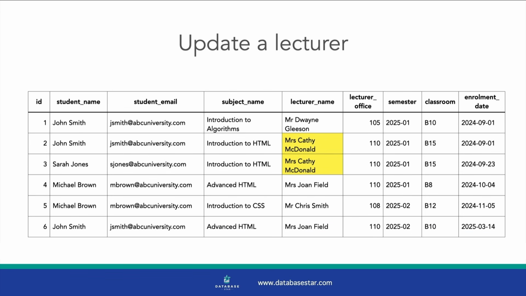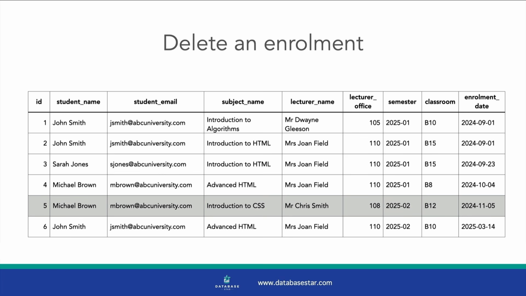The second problem we could face is when we want to make changes to a record. Let's say the lecturer for Introduction to HTML changes. We would have to update every row that matches the subject of Introduction to HTML. There is a risk that we would miss a record, perhaps if there is a spelling mistake or some other issue. If we don't update all of the records, then the data is no longer correct and could be confusing. This is called an update anomaly. The final issue can happen if we delete a record.